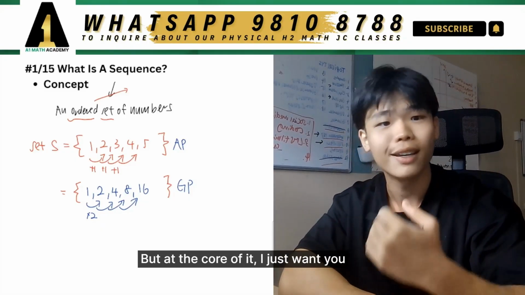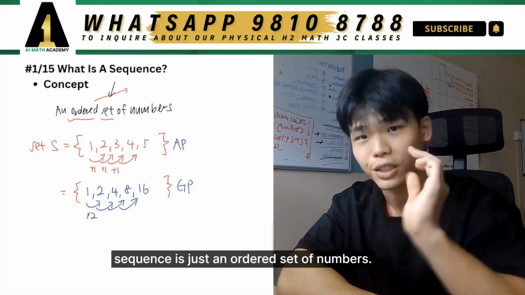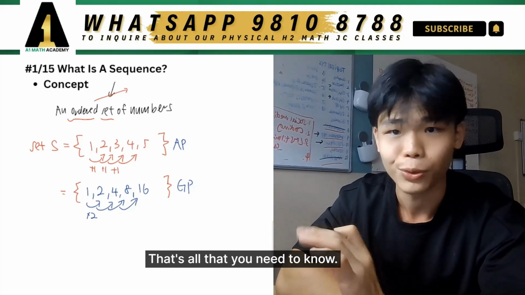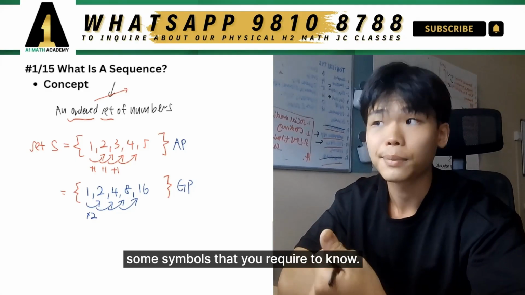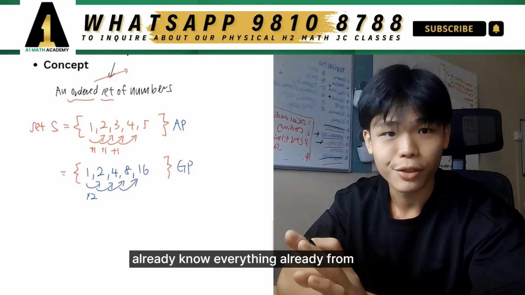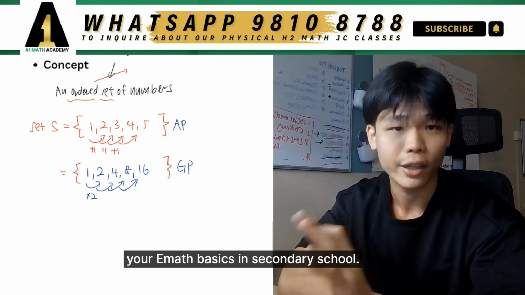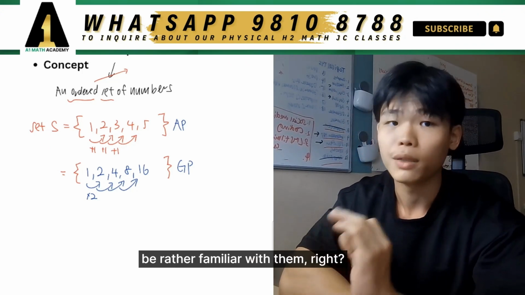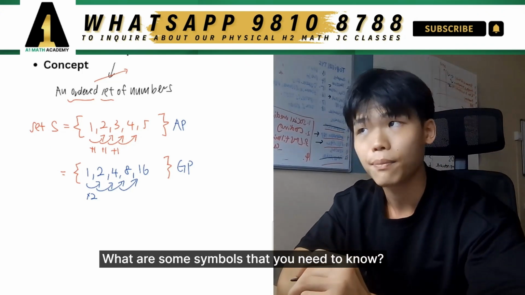But at the core of it, I just want you to understand from this video that a sequence is just an ordered set of numbers. That's all that you need to know. But before we move on, there are some symbols that you require to know. So now I'm just assuming that you already know everything from your EMath basics in secondary school. Things like set notation, you should be rather familiar with them. What are some symbols that you need to know?